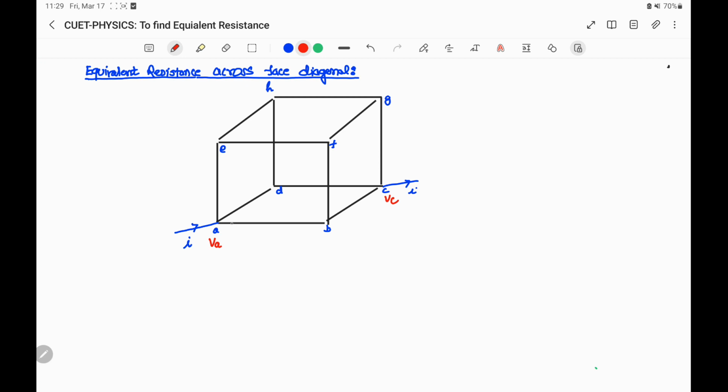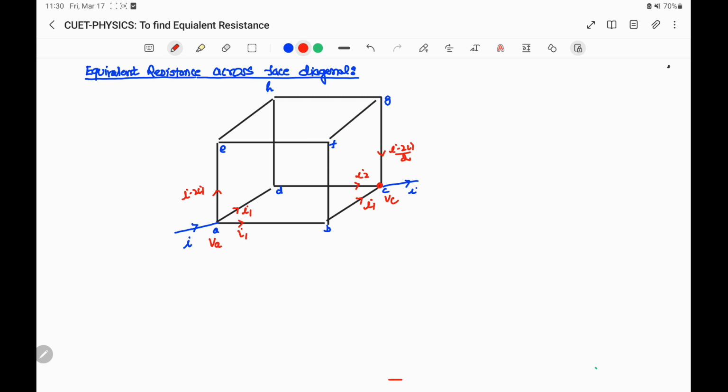Here current I is divided in three parts. In the branches AB and AD, the currents are equal because of the symmetry of the cube across the face diagonal. So it is I1, say, then the remaining current I minus 2I1 will flow in the third branch AE. By symmetry, we can say that at point C, the incoming currents are I1, I1, and the third one is I minus 2I1 by 2.